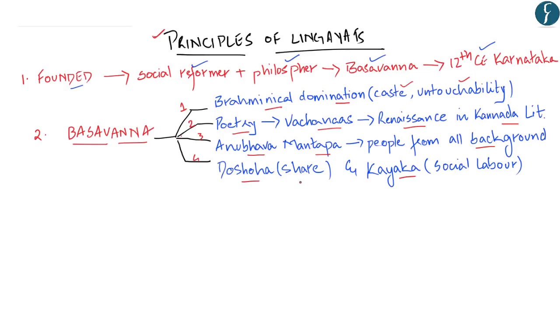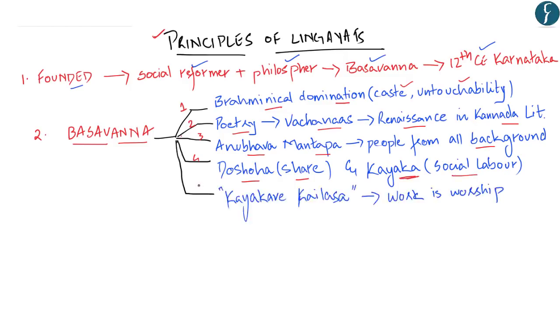Now, Dashoha means the individual should share with the community a part of the earning from his honest social labor, which is called the Kayaka. Lastly, he coined the slogan of Kayakave Kelasa, which means work is worship. What he meant was that there is worth in every job. And since all work is a connotation of worship, it does not matter how mean or low any kind of work might be. And through this slogan, he attacked the untouchability and caste system which was based on division of work in the society.